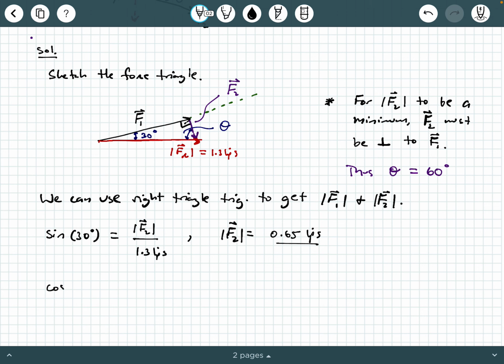Similarly, I'm going to say cosine of that 30-degree angle is equal to adjacent over hypotenuse, where the adjacent side is magnitude of F1 and the hypotenuse is still 1.3 kips. So the magnitude of F1 is going to be equal to 1.13 kips. And again, we're looking at this as a right triangle where the hypotenuse is the 1.3 kips, that resultant force. Okay, so that concludes this example.